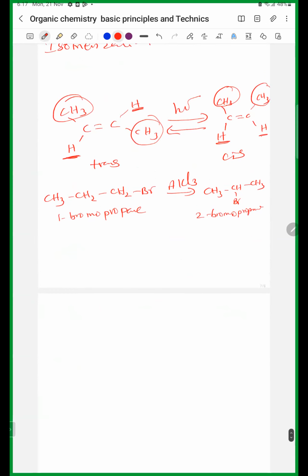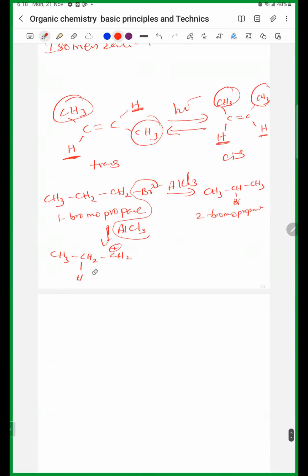You may ask how this can happen. In the presence of AlCl3, this AlCl3 will take the Br minus. So it gives CH3, CH2, CH2 plus. Since it's a primary carbocation, you have 2 hydrogens over here, right? One of the hydrogens with its pair of electrons gets migrated over here. When it migrates, you get CH3, CH plus, CH3. So now the primary has become secondary and it gets more stable. When it reacts with the Br minus, it will give 2-bromopropane. This is called isomerization. One of the isomers gets changed. First carbon had the bromine attached, now the second carbon. This is called isomerization. And then, pericyclic reaction.